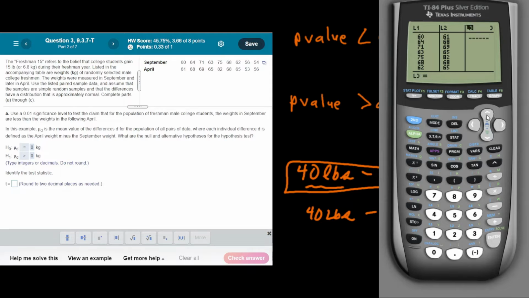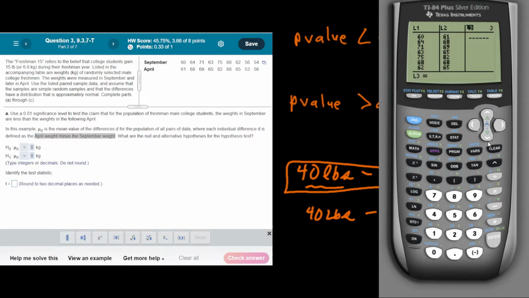So, are we doing L1 minus L2 or L2 minus L1? Well, we want that difference to be positive. We're trying to test a claim that in September you were less than April. So in April, you should be greater than September. So whichever one is the greater one should be the one you're inputting first. So basically, we're trying to do April minus September. And they even said it here. It says the individual difference D is defined as April minus September, right? Isn't April L2 and isn't your September L1? So think of it that way. And that's exactly what we're going to do here.